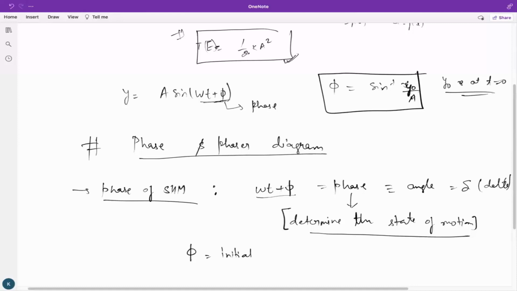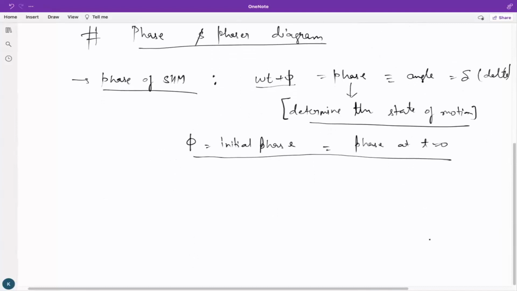Overall total energy will be constant, which is equal to half k A square. So this is independent of phase. Total energy is independent of phase, but the rest of the things like acceleration, velocities, kinetic energy, potential energy, these all vary as phase varies, right? That means as the angle changes, its state of motion changes, right? And what is phi? Phi is our initial phase, which is the phase at t is equal to 0. Basically, phase just determines the state of the motion, right? I hope you all understand what I'm trying to say.